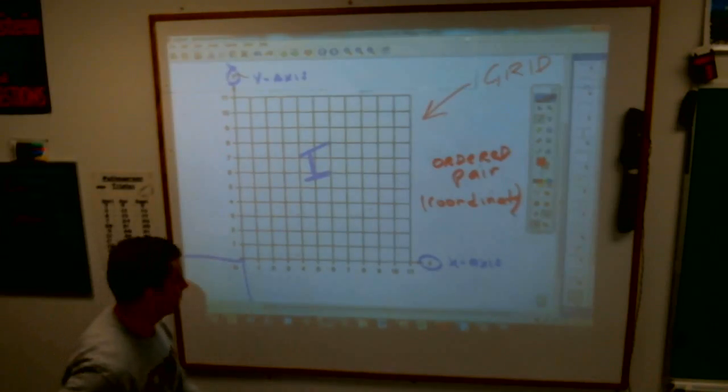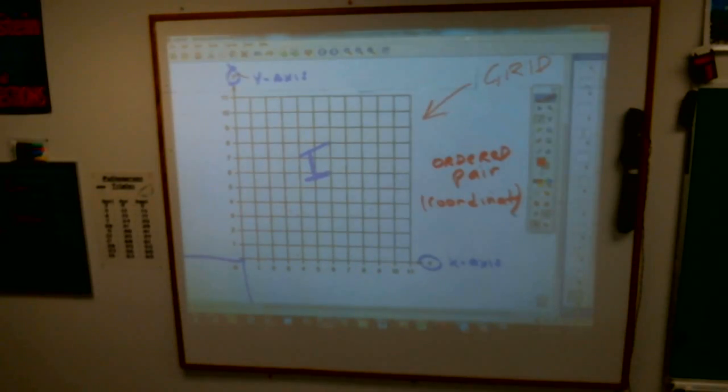Which I need my book here. Show you everything that they have up there. And it's called an ordered pair because the order of it matters. Let me show you that. I'll give you an example of an ordered pair.